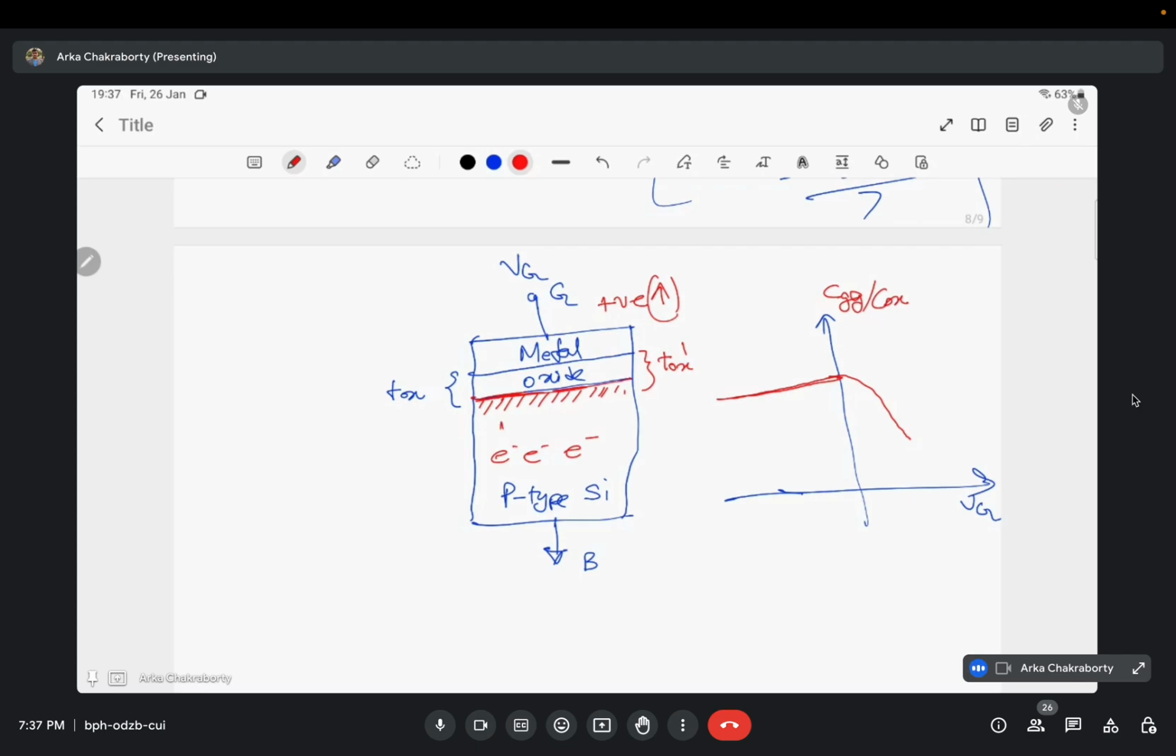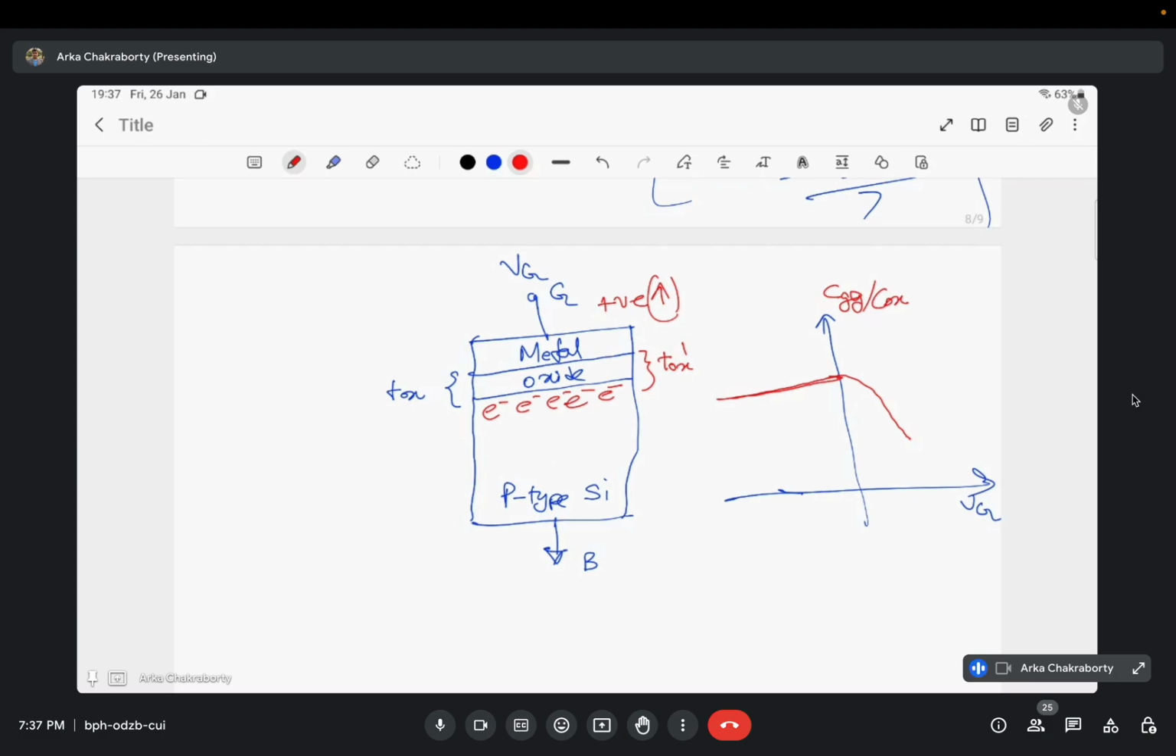This electron starts moving towards this interface. And when a sufficient amount of electrons gathers around this region, this interface starts behaving as n-type instead of p-type. This is called inversion. That is, my original semiconductor has been inverted from p-type to n-type.